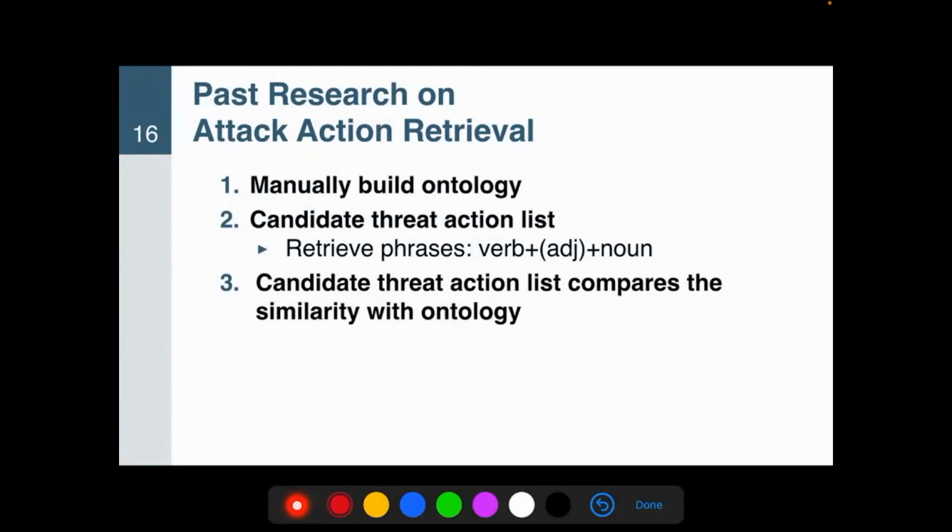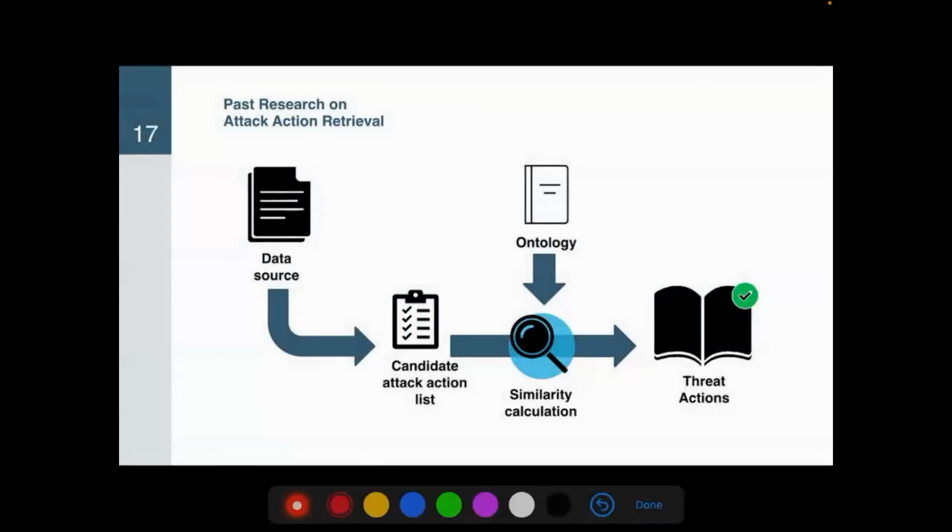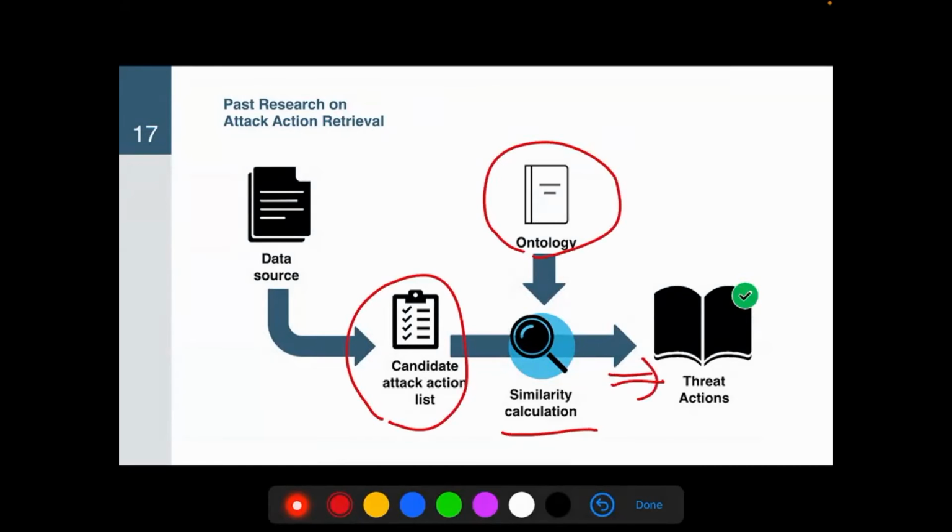So in summary, past research used the following steps. They manually built an ontology, then extracted a candidate threat action list, extracting all the phrases with the following pattern: verb, adjective, plus noun, and compared the candidate threat action list with the terms built from the ontology. So in summary, we can see they have a step like candidate threat action, but they pre-built the ontology, and by similarity comparison, they can extract threat actions.